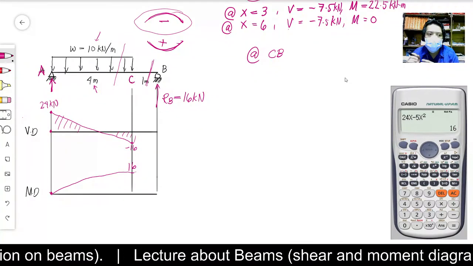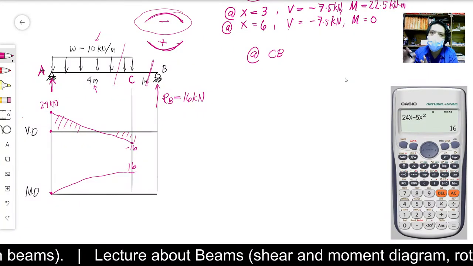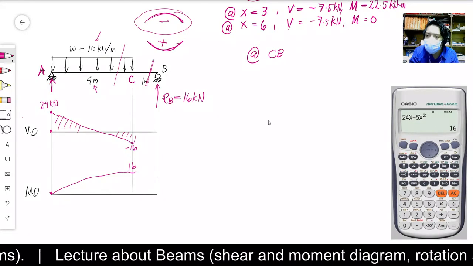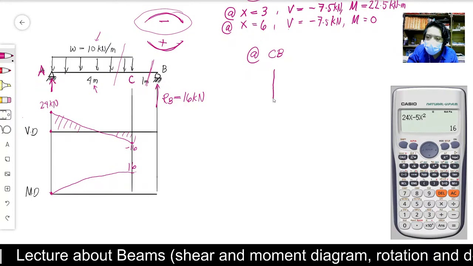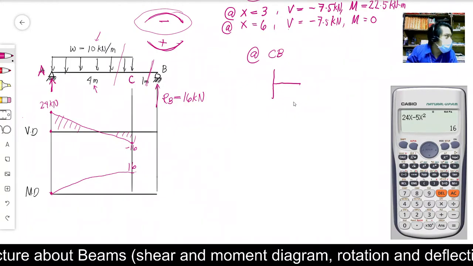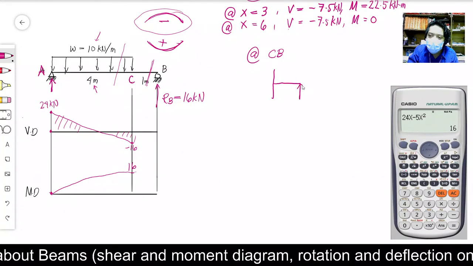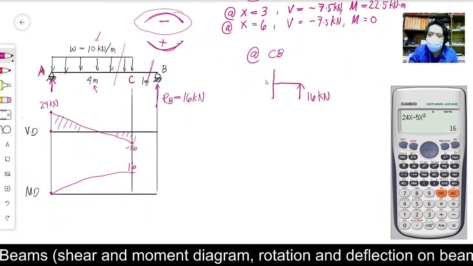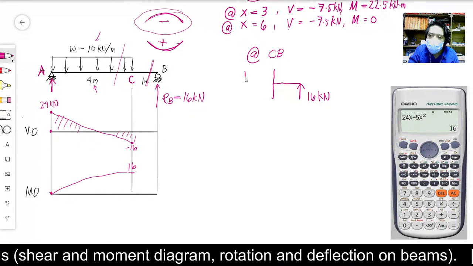Take note, you can isolate the section to the left, or you can isolate the section to the right. For the sake of discussion, we will use the section to the right. So this is the cutting plane, and we will use the section to the right. We have here the 16 kilonewton, and of course the shear and the moment.